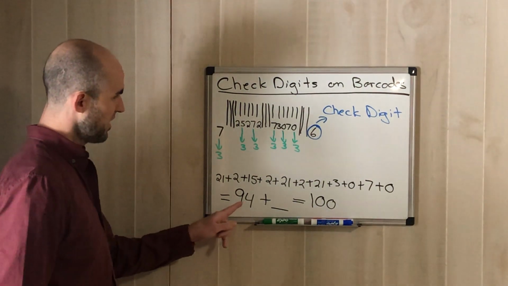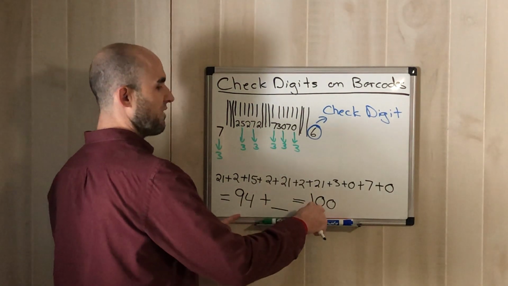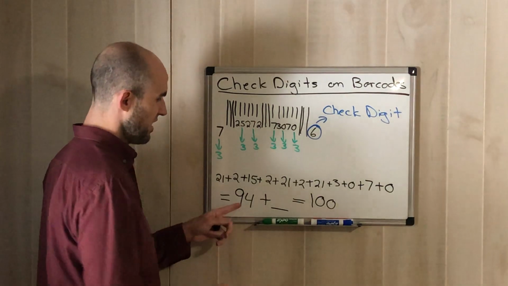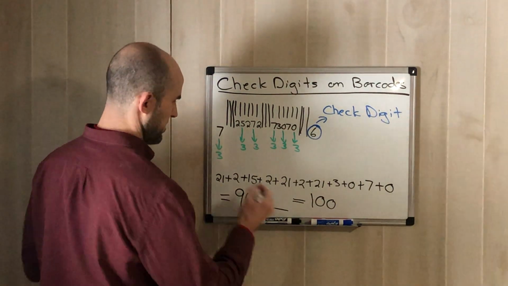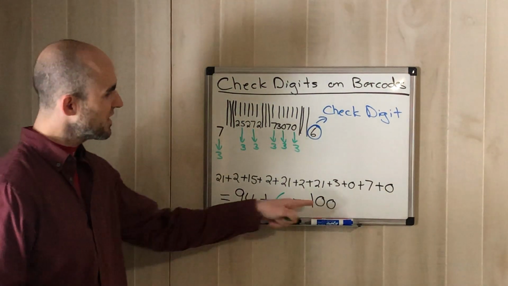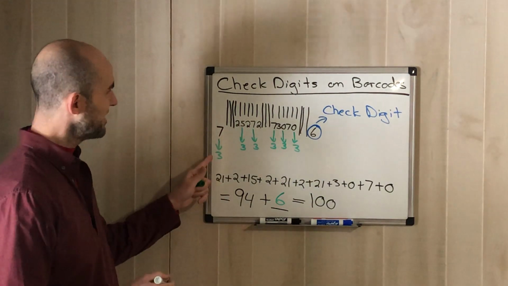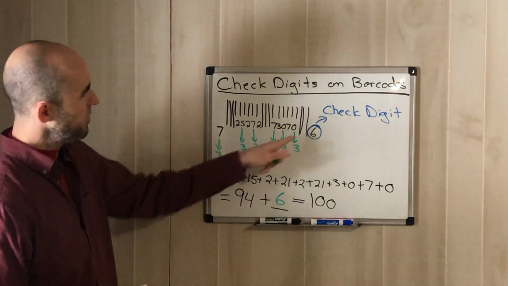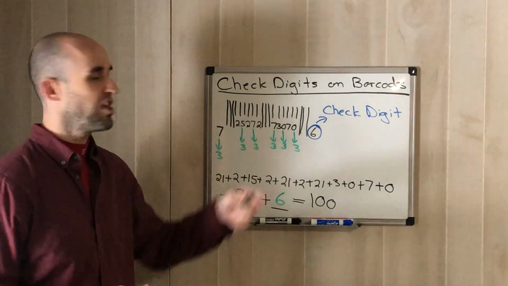So basically, since we're dealing with 94, 94 plus what will give us our next tens place? And we know that 94 plus 6 gives us 100. That's where that 6 comes from. So the fact in seeing all of this, once we get 6, we know the barcode works, everything about it is right. That's what a check digit does.